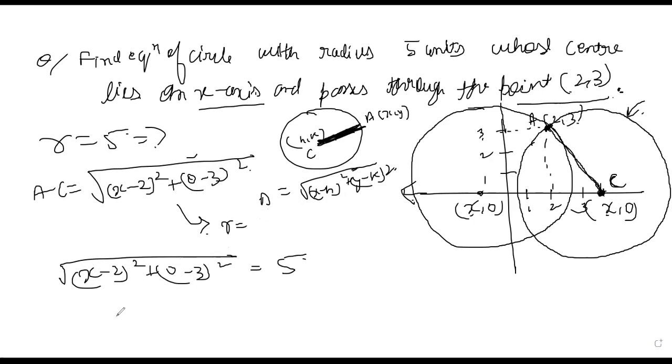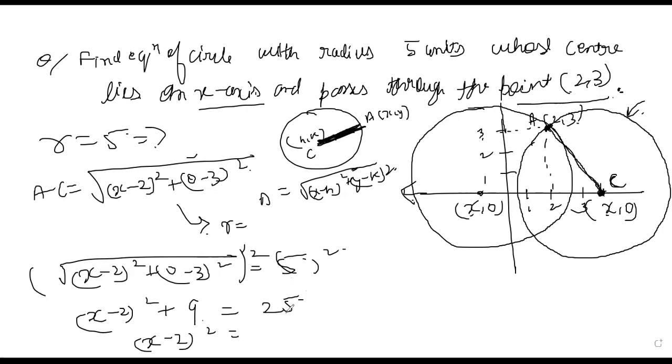Now if we square both sides, (x minus 2) whole square plus (0 minus 3) whole square, that is 3 square, which is 9, equals 5 square. 5 square is 25. Okay, we squared both sides. Now (x minus 2) whole square equals 25 minus 9, which is 16.